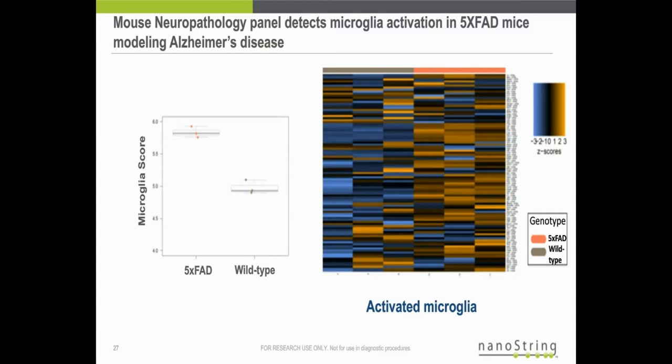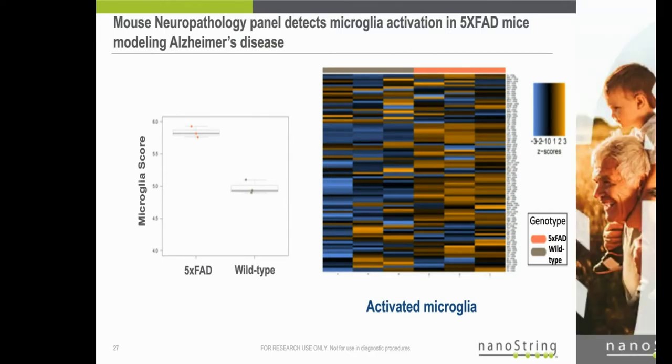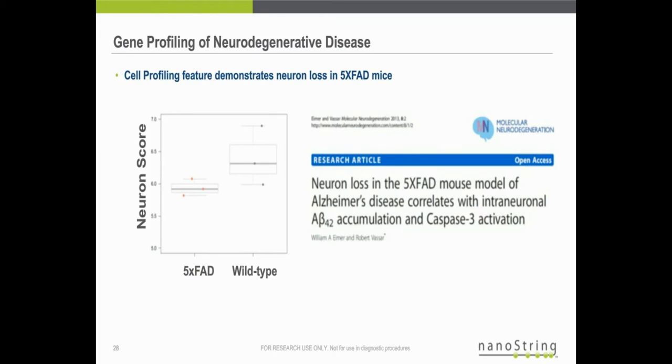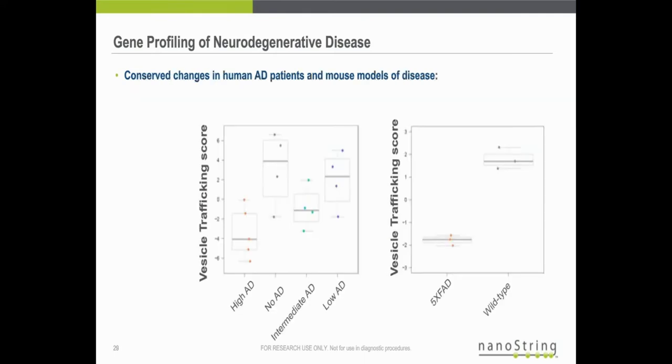Looking at other cell profiling scores, here you can see a lower neuron score in diseased mice, which corresponds really nicely to the no neuronal loss that occurs in this mouse line. We compared pathology-related genetic changes in the mouse model to the human disease. We found similar pathways affected, such as vesicular trafficking, which you can see on the right is reduced in AD mice compared to controls, and also in hippocampal specimens from high AD patients, which you see on the far left-hand side.